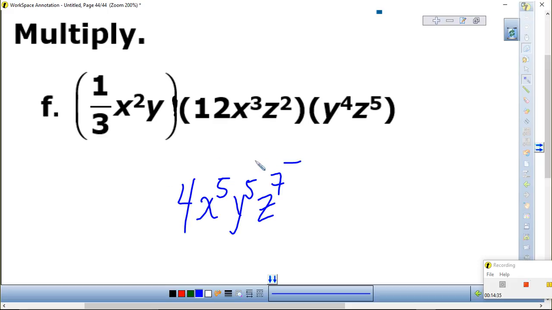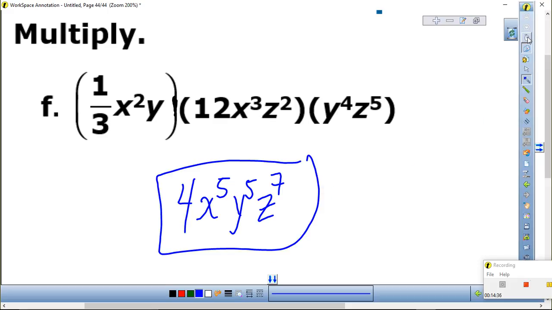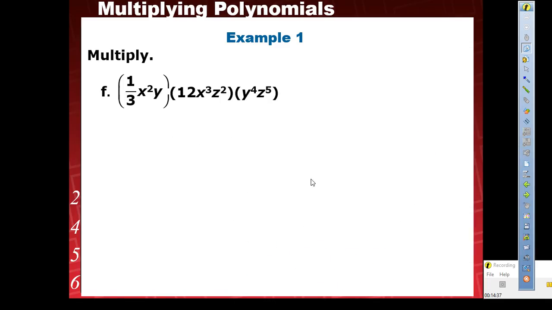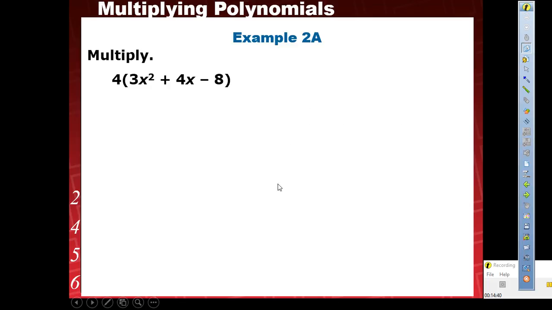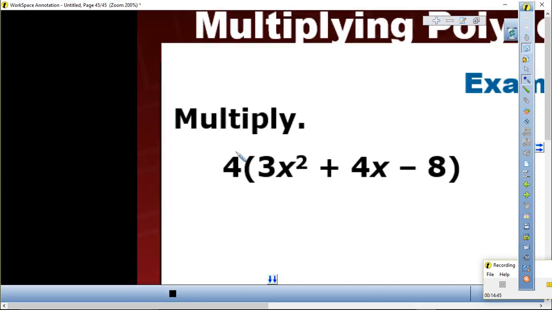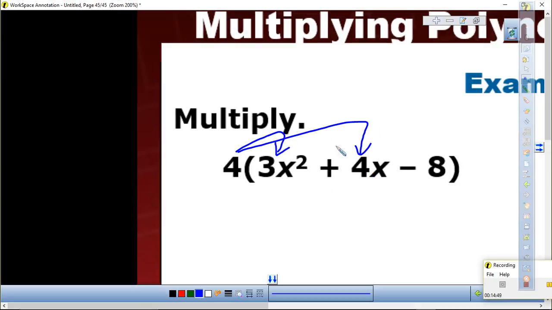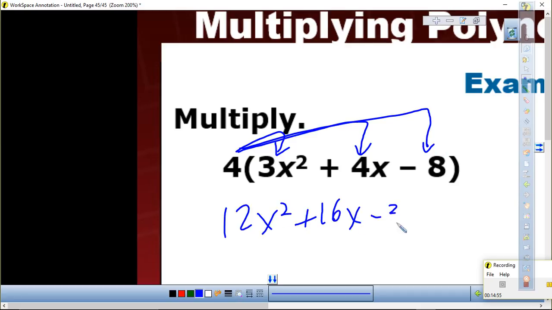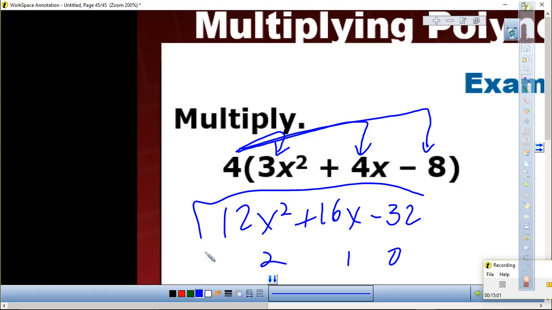That is correct. Okay, let's kick it up a notch. Let's continue. Here we go. Okay, don't copy this one. Look up. We've already done these, and if you notice, all we do is multiply and distribute into each term. So this would be 12x squared plus 16x minus 32. Is it in standard form? Yes, 2, 1, 0. Can we combine anything? No. This will be our result.